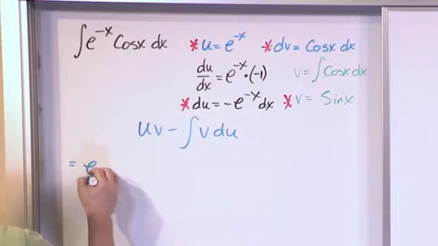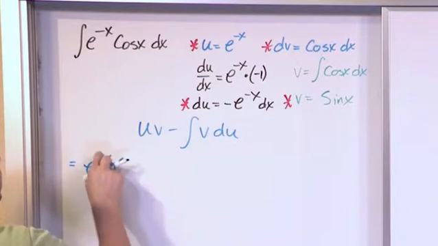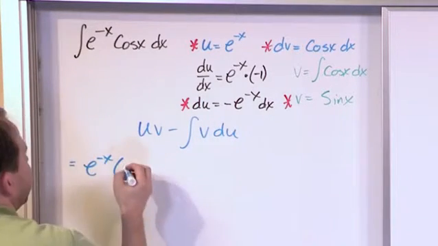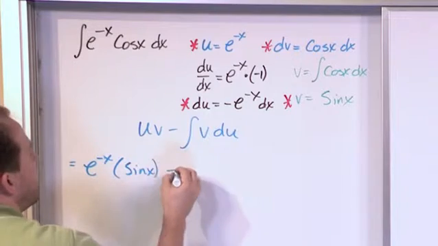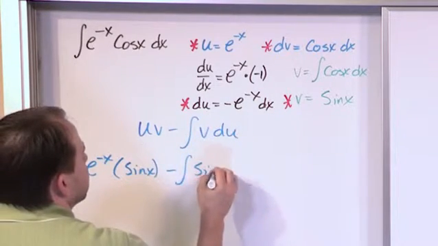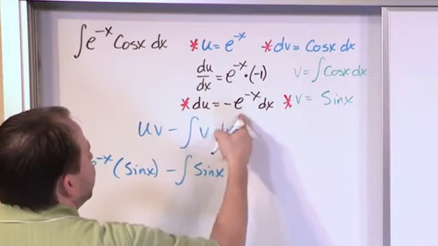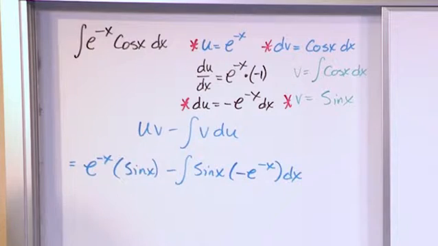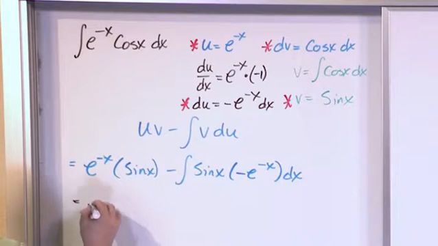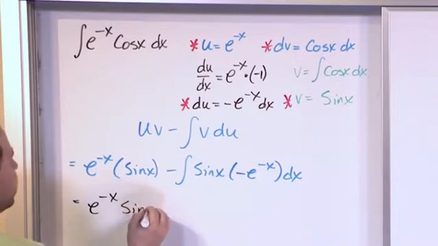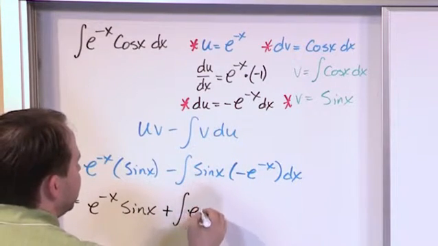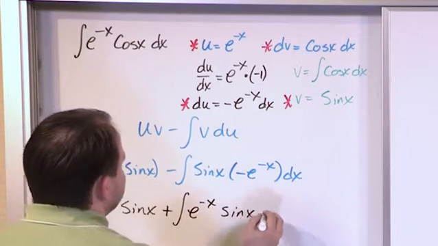u is e to the minus x. Make sure you can read the minus sign up there. Times v, which is sine of x, minus the integral of v, which is the sine of x, times du. du is negative e to the negative x dx. So that does not look simpler, but let's go ahead and simplify and tidy things up a little bit and see what happens. We have e to the minus x times the sine of x. We have negative times negative is positive, so that's good. And then we have the integral inside: e to the minus x times the sine of x dx.